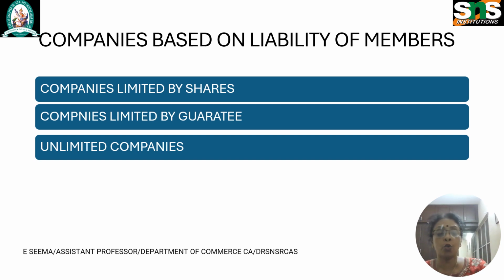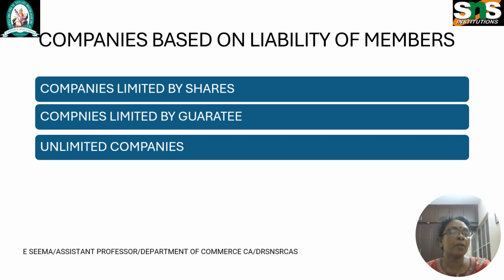Guarantee companies are of two types. That is, company limited by guarantee having a share capital. The guarantee given by each member is regarded as the reserve capital of such companies. The guarantee is stated in the memorandum and is collected at the time of winding up.